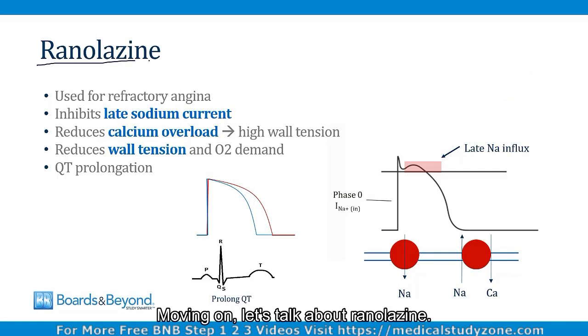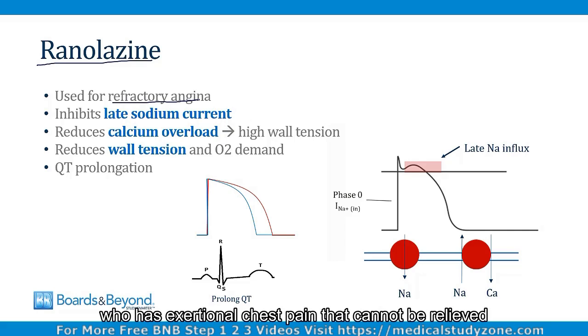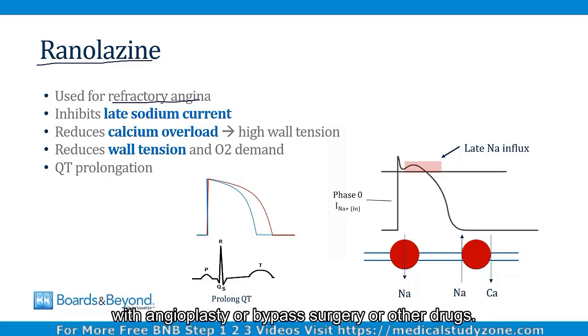Moving on, let's talk about ranolazine. Ranolazine is a drug used in rare patients who have refractory angina. So in a board question, this is going to be a patient who has exertional chest pain that cannot be relieved with angioplasty or bypass surgery or other drugs.